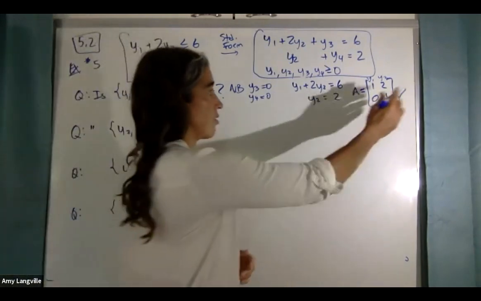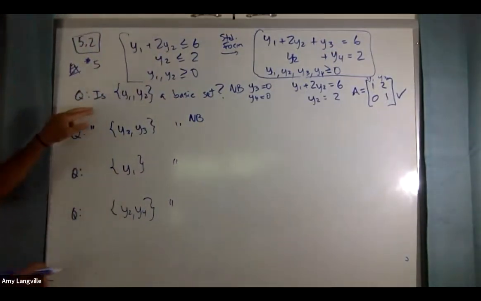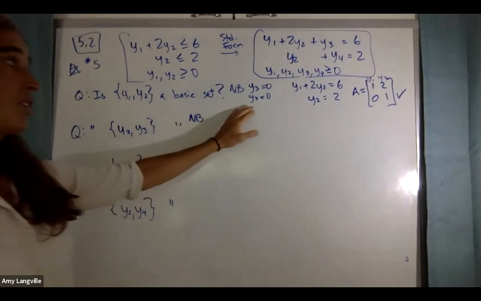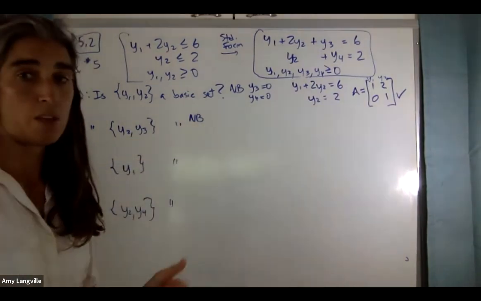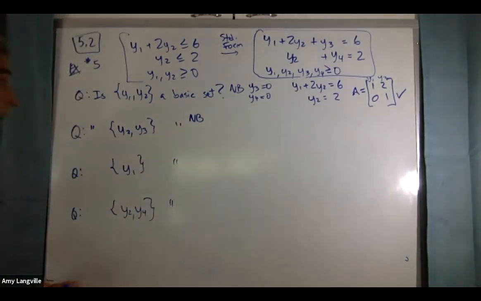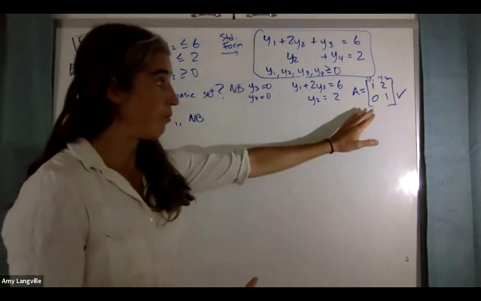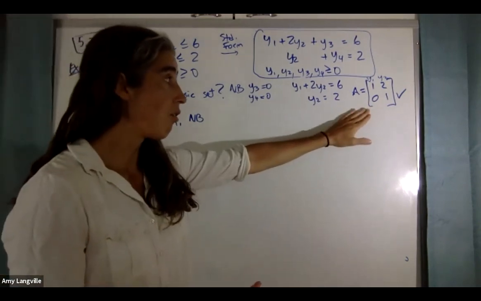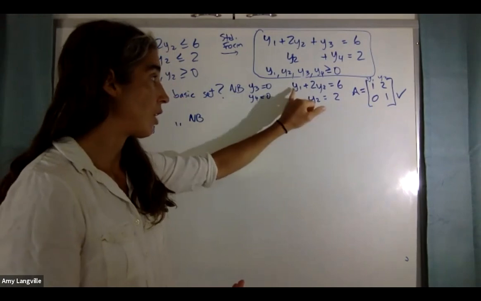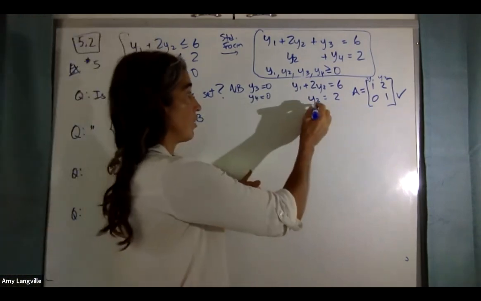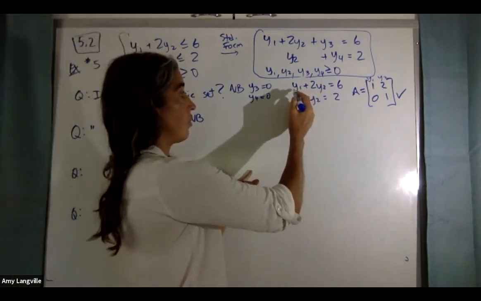This is a basis check. So question, was y1 and y2 a basic set? Yes, because when you set the non-basics to 0, what you're left with is a basis. And the reason it's valuable for us is that then we can solve this and get values for y1 and y2, right? So y2 must be 2, and therefore y1 must also be 2.